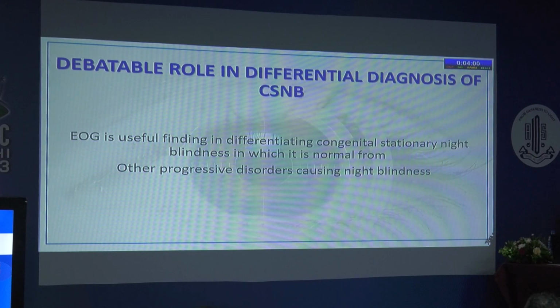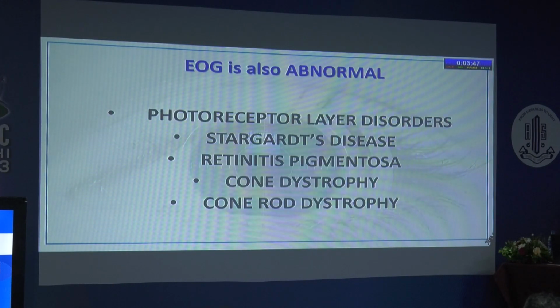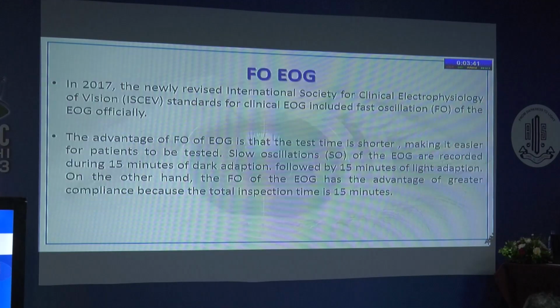EOG is actually useful in differentiating CSNB, in which it is normal, from other progressive disorders causing night blindness. It is also abnormal in photoreceptor-led disorders: Stargardt's disease, retinitis pigmentosa, cone dystrophy, and cone rod dystrophy.